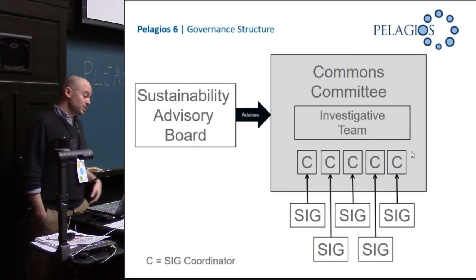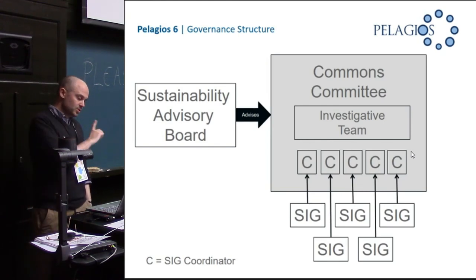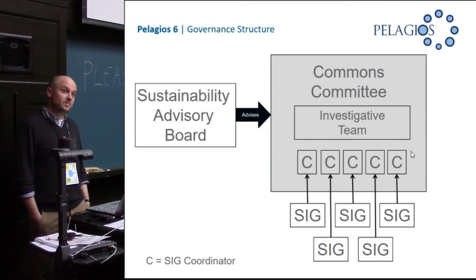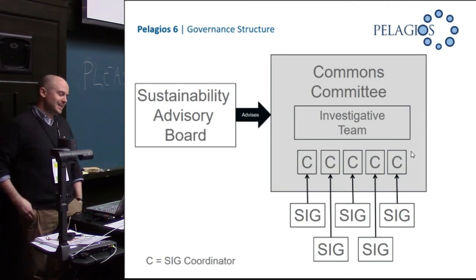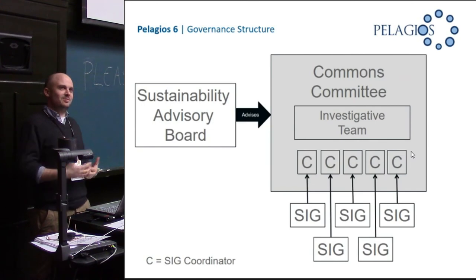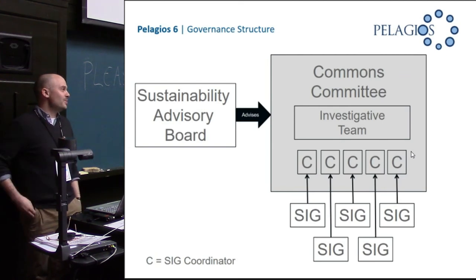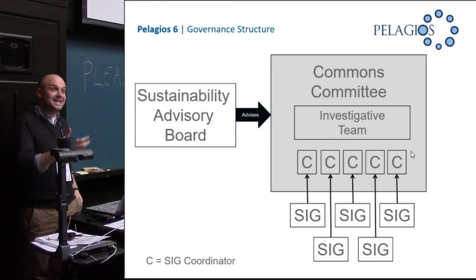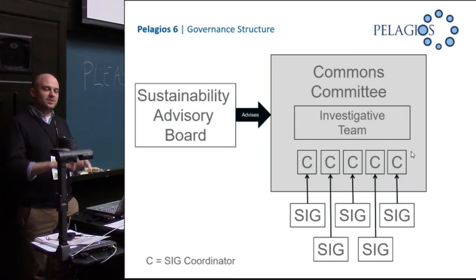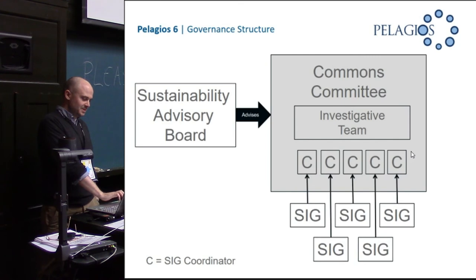The new governance structure of Pelagios will be run by a Commons Committee composed of the investigative team who you saw on the first slide, as well as the coordinators from the special interest groups themselves. This is mathematically inaccurate because there are 10 special interest groups, and for those of you who have a sufficient number of fingers, you'll see that the number of members from those groups will greatly outnumber the investigative team. So really, the future of Pelagios is in the hands of the special interest groups, and we have a sustainability advisory board as well, just to stop us all from racing over the edge of a cliff if we get too excited about things.